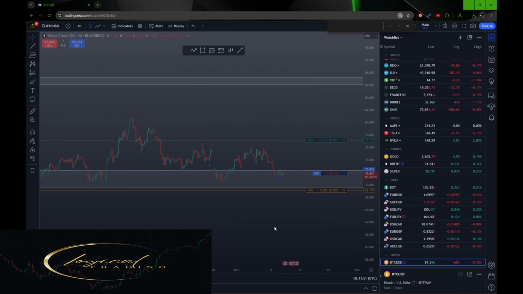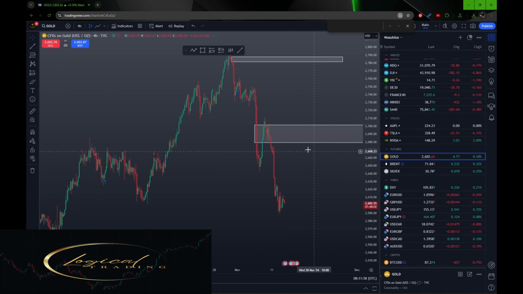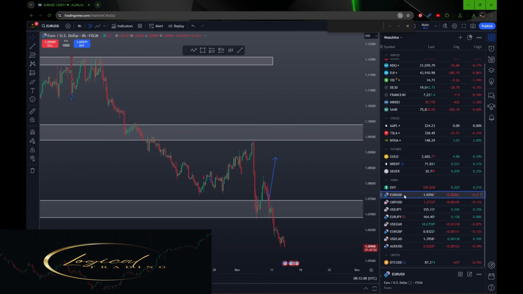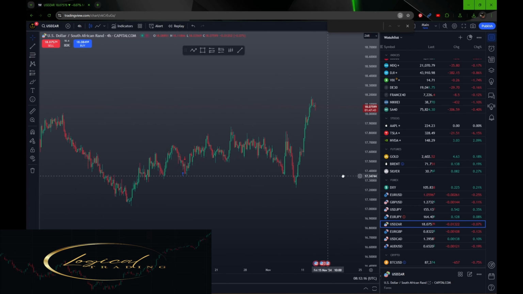that look more like this Bitcoin chart, which has kept going up onto the moon, or charts which look like this gold chart where everything is just falling down into the doldrums on any given day. I mean, the euro US dollar falling down into the doldrums. Look at this US dollar ZAR falling down into the doldrums. How do you get levels off of these charts?